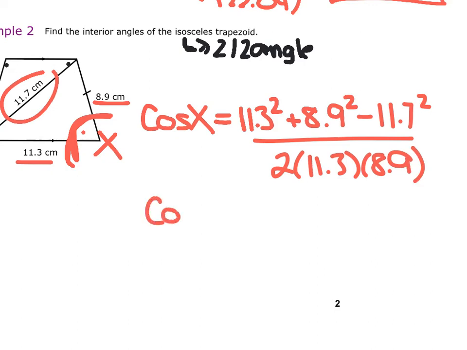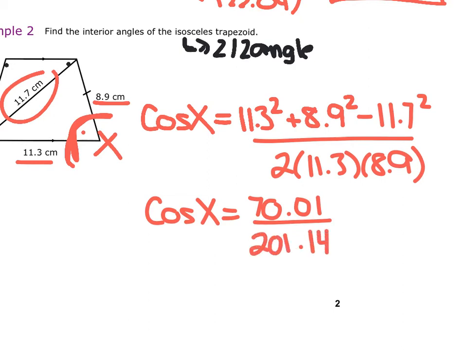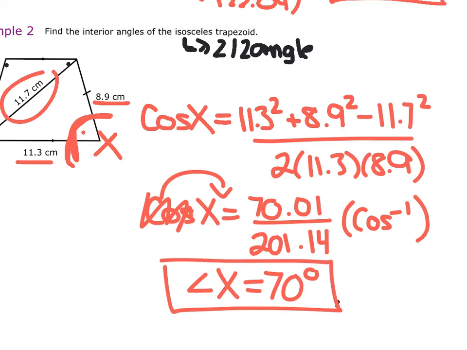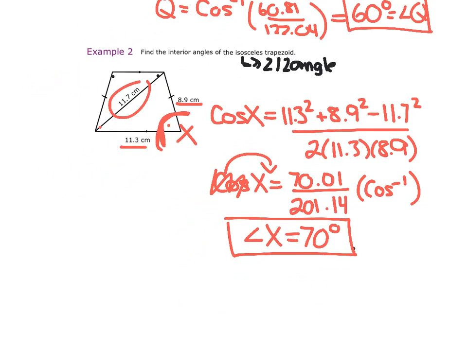So I go ahead and I solve the top and the bottom, and I get 70.01 on the top and 201.14 on the bottom. And again, I'm going to move cos to the other side. And when I move cos to the other side, it becomes cos inverse, and that eliminates the cos here. And thus we find that angle x equals 70 degrees. Okay? But we're not quite done because they're asking us to find all the interior angles of the triangle.